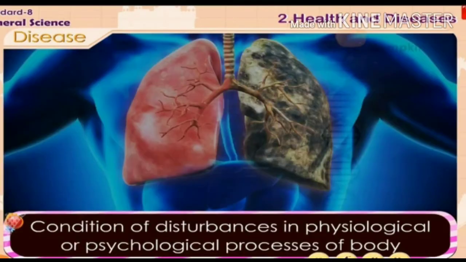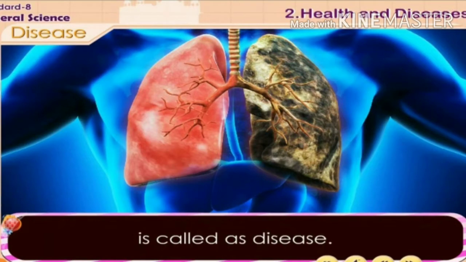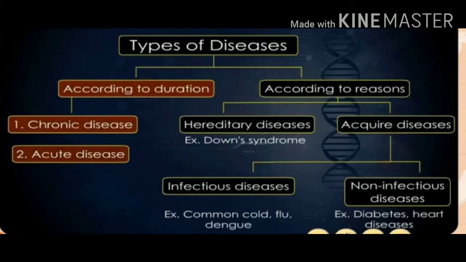What is meant by disease? Conditions of disturbances in physiological or psychological process of body is called disease. Each disease has its own specific symptoms. Types of diseases we are going to learn according to the duration. The first one is chronic disease and the second one is acute disease.